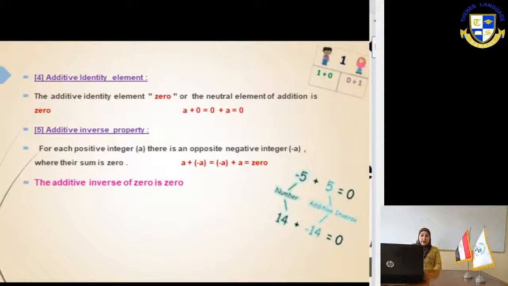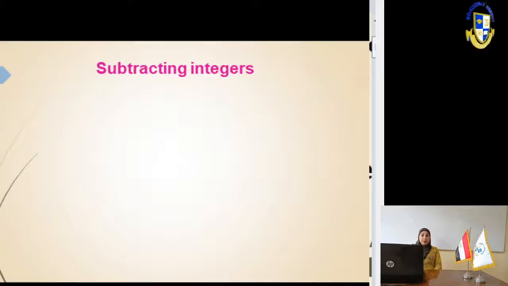The last thing here, the additive inverse of 0 is 0. Don't switch the sign. We said all the integers have an inverse except the 0, because 0 is not positive and not negative.